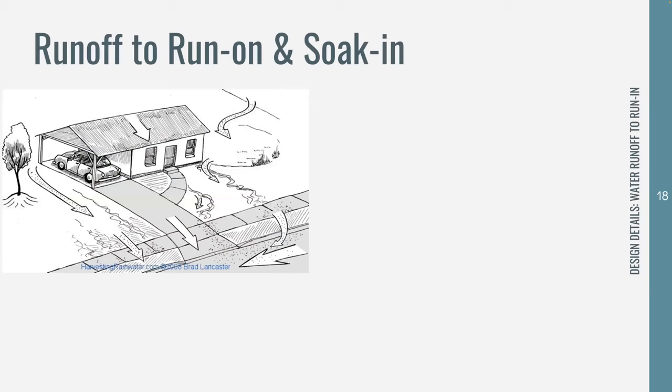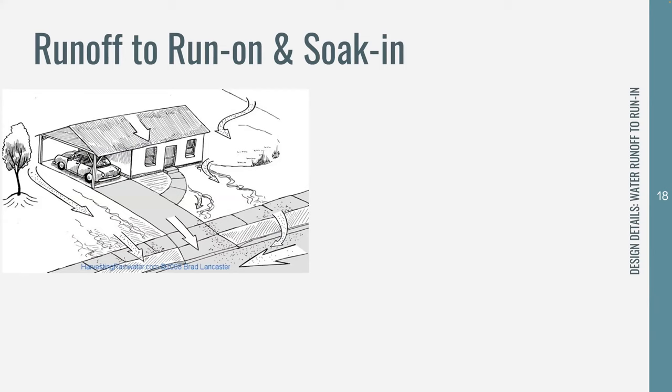And this is an example from Brad Lancaster's books, Rainwater Harvesting for Drylands and Beyond. They look like this. They're amazing guides for ways to slow spread sink water in our landscapes. And he just came out with a fully color version, new editions of those volumes 1 and 2.